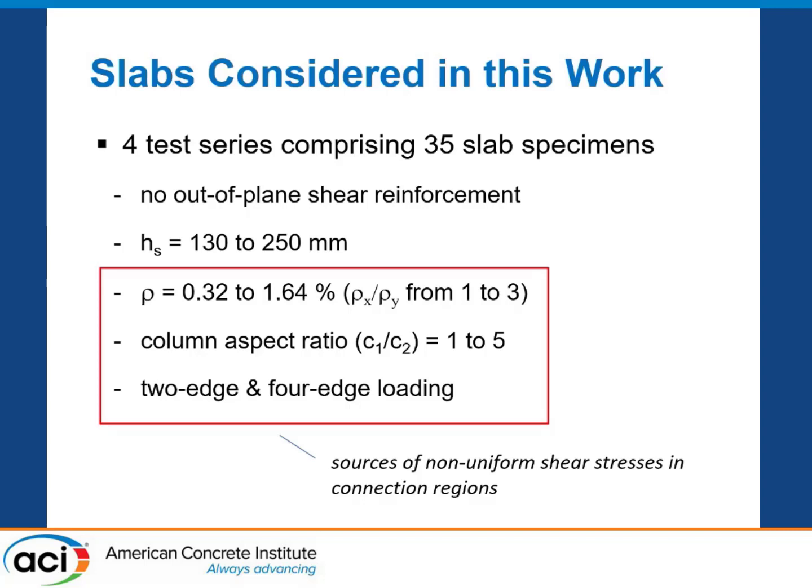Column aspect ratio varied from 1 to 5, column aspect ratio being the ratio of long side to short side. And then several of them had either 2 or 4 edge loading. So they were punching type specimens, but often they would load them on only one edge in a manner to try to accentuate stresses on certain sides of the column. Okay, it caused non-uniform shear stress development around it.